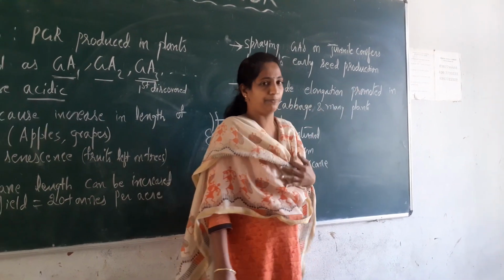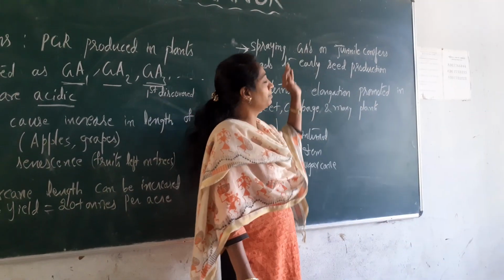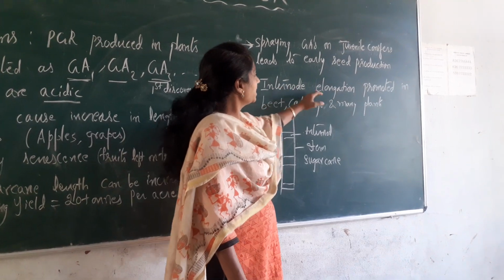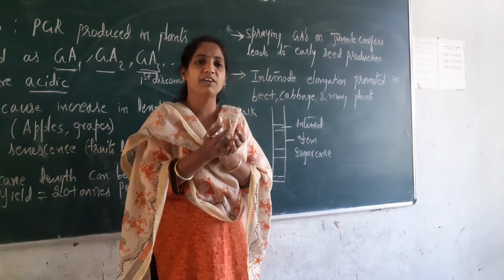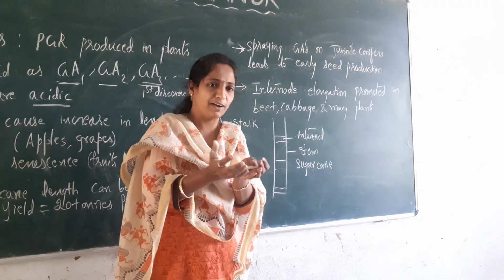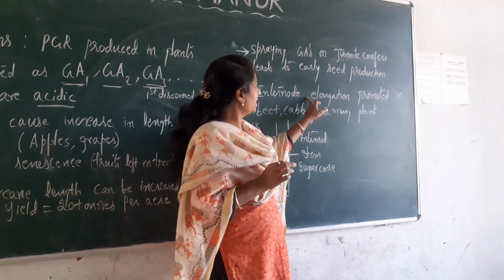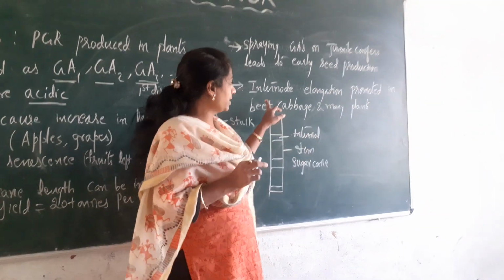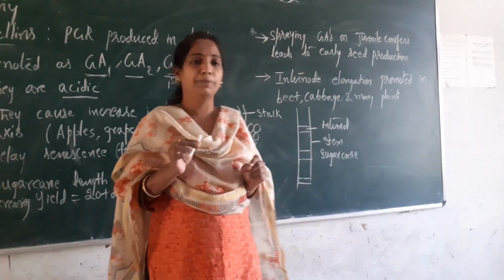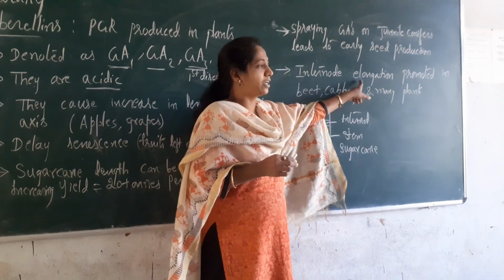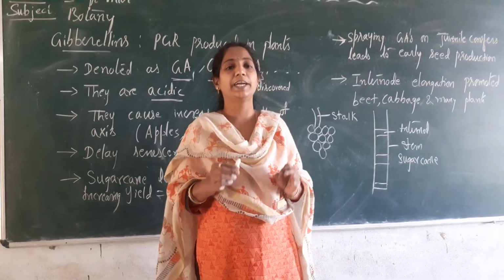to early seed production. If you want the seed to be produced early, then also you can use the gibberellic acids. They increase the internodal elongation, promoted in cabbage and many plants. Before the cabbage will flower, cabbage appears as a round flower-like structure. So before the flowering develops in the cabbage, you can even increase the internodal length of the plant by applying the gibberellins. So the main important feature of the gibberellins is they will increase the internodal length. They will increase the stem length, and this is of greater importance.